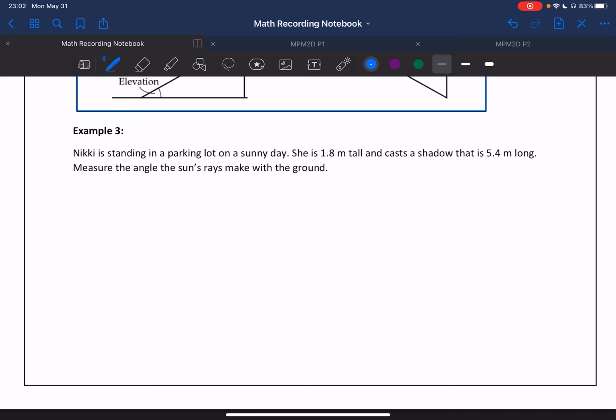So let's draw this a little out. We got Nikki right here. The sun's coming from over here. Nikki's height is 1.8 meters. And this is her shadow right down here. I'm going to show you guys that in purple. Here's her shadow. This shadow's length is 5.4 meters. There is another angle coming towards the sun, coming down like this. So I'm just going to draw it down.